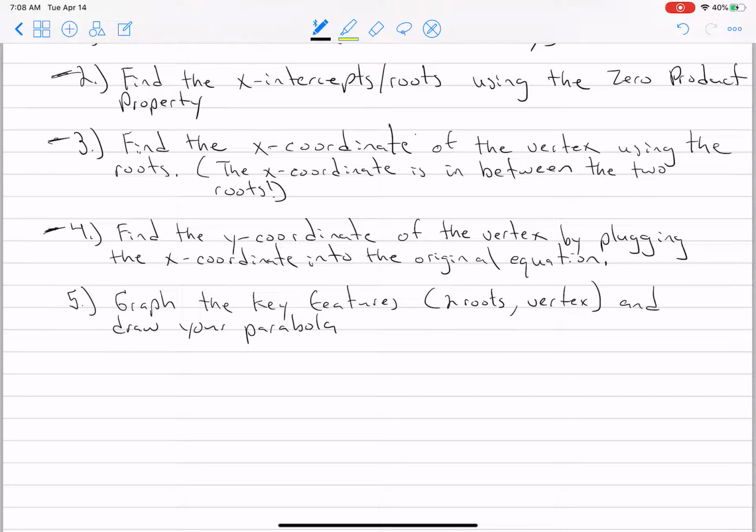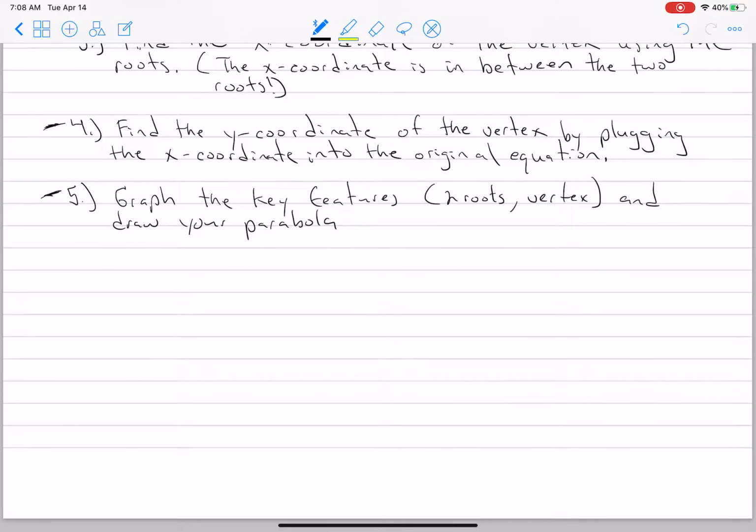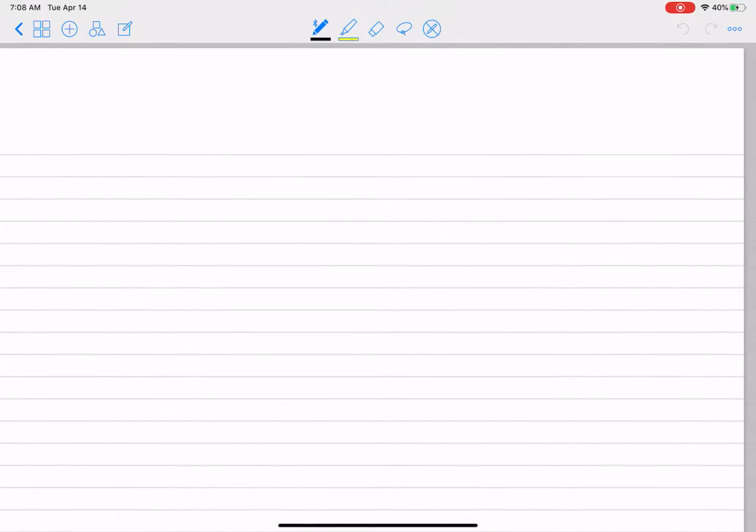When we've done all of this, we now know both x-intercepts and the vertex, or in other words, we know both roots and the vertex. So what you're going to do in step 5 is graph it. You're going to use those key features to draw your parabola. Hopefully you took time to write all of that down, because if you did, you are ready to work through some. So now we are going to do this by example.